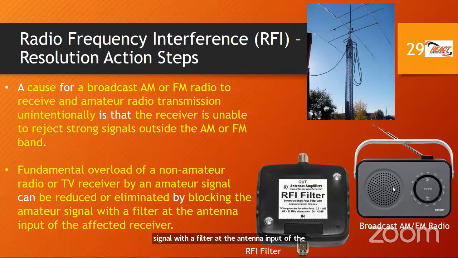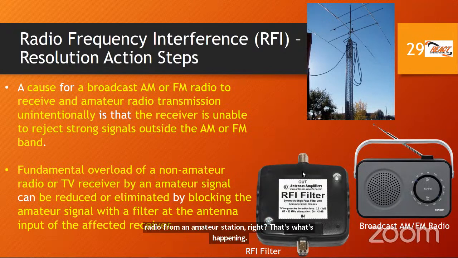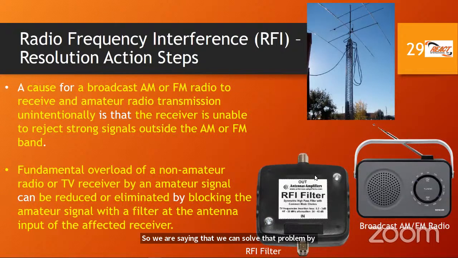So let's break that down a little bit. What they're saying is that we are receiving interference on this broadcast radio from an amateur station, right? That's what's happening. So we are saying that we can solve that problem by installing what is called an input filter. So this here is a filter that we put onto the antenna of this radio, and hopefully putting the filter in will filter out the interfering signals.